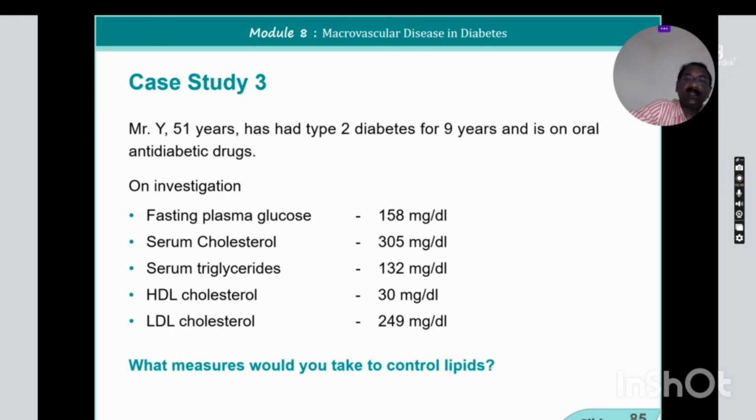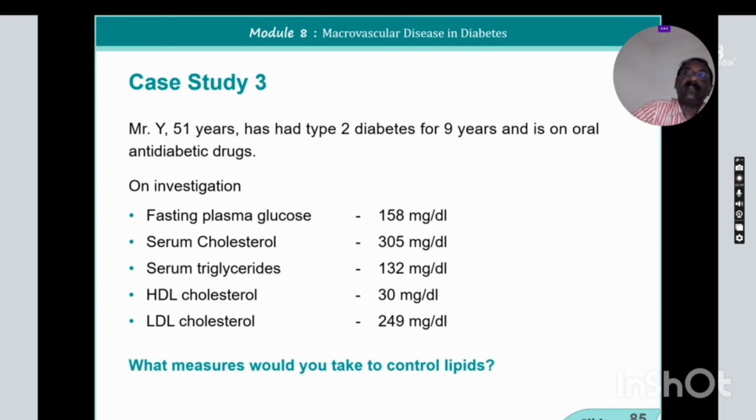So here, what is the abnormality in the lipid profile? Cholesterol is high, LDL is high, HDL is low, and triglycerides are normal. So the only drugs that can help you, the good answer, are statins. Statins will reduce the LDL, reduce the cholesterol, and may increase the HDL also. So how much statin do you use here? Rosuvastatin, that is the right answer, because the LDL here is 249. High intensity statins will reduce the LDL by 50%.